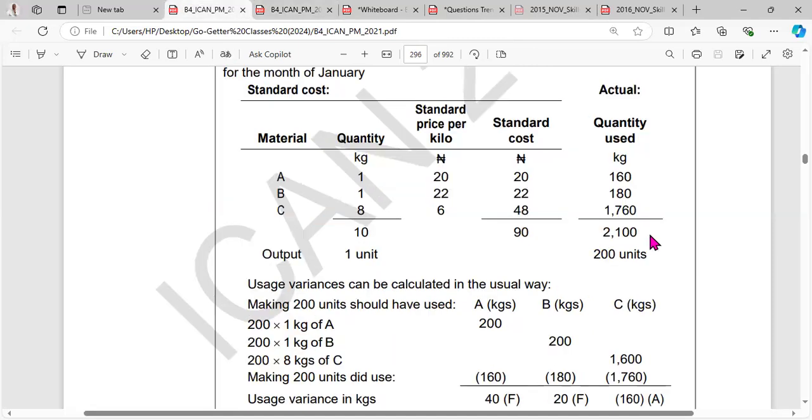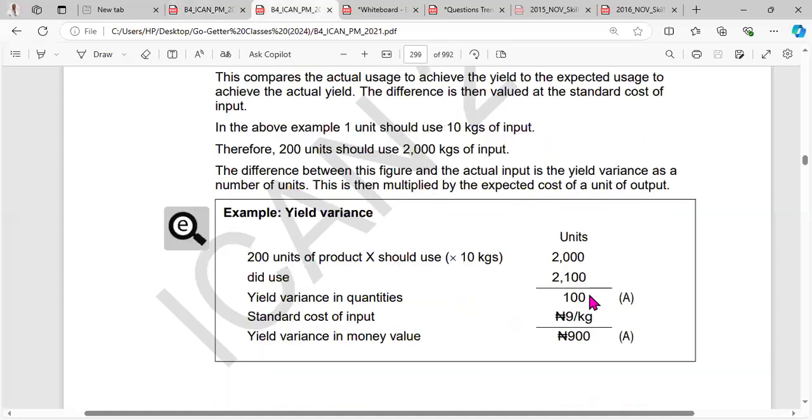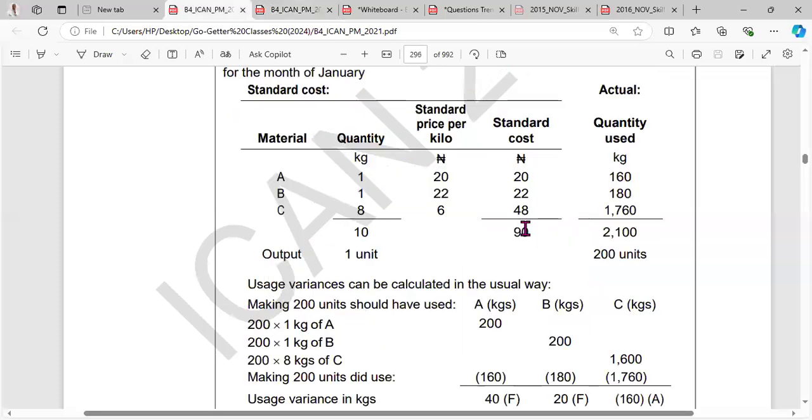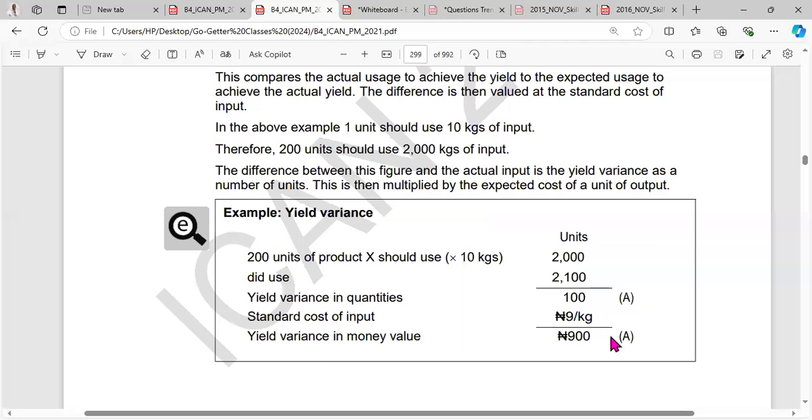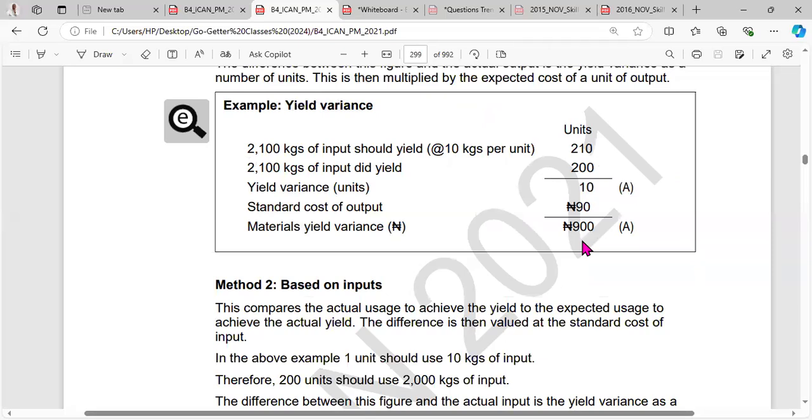But now you used 2,100 kg. So it's still 100 adverse. So when you now check how much per kilo, we know this is a cost of 90 naira for 10 kilo. It means 9 naira per kilo. When you multiply it, you have 900 naira adverse. This is the same thing. So whether we use method one or method two, it will give us the same thing.